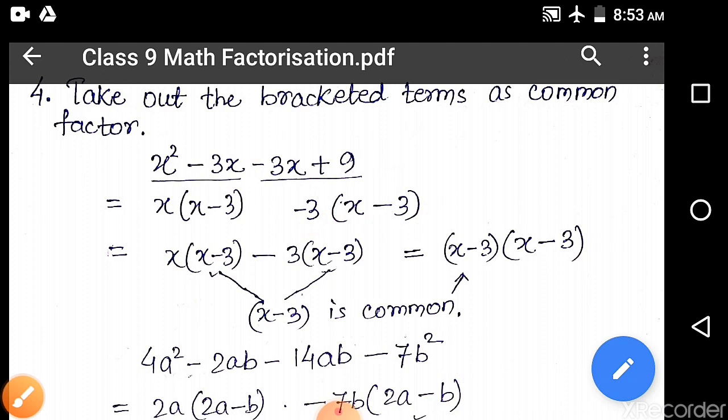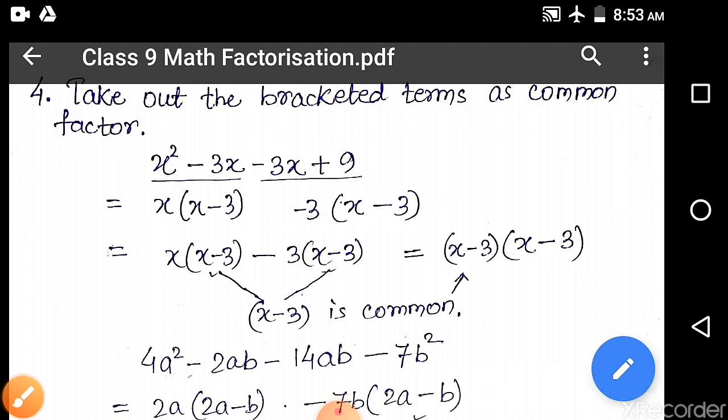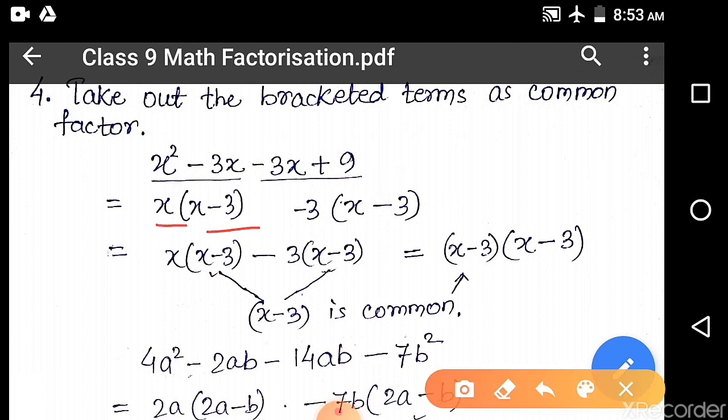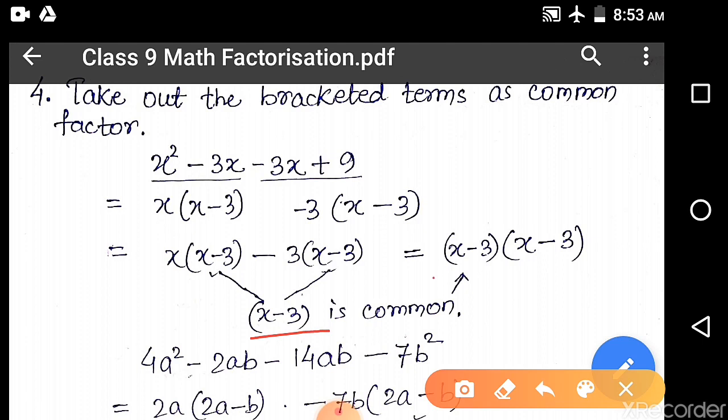I think you all can understand, as minus is taken out common here. See here minus is taken out common, so this plus sign now changed inside the bracket as minus sign. So we have now two terms, actually two same kind of bracketed terms. See here x into x minus 3, here minus 3 into x minus 3. Those two terms can be taken out as a common factor because those two are same. So x minus 3 taken out as a common factor, and what is left, x minus 3.